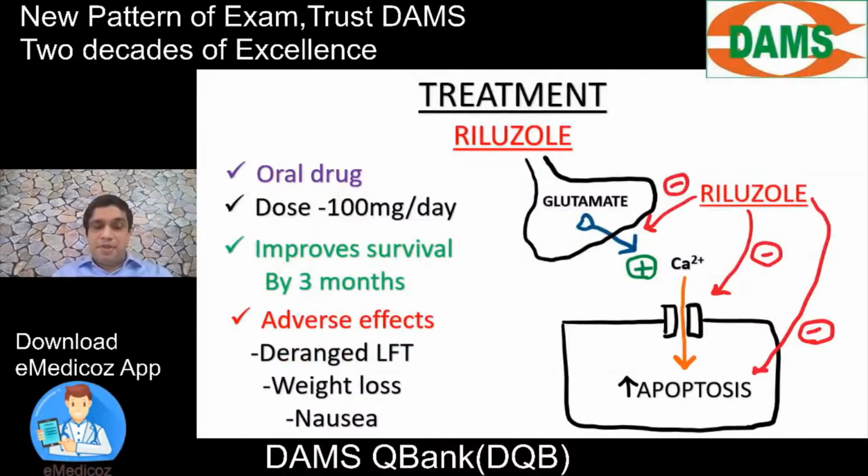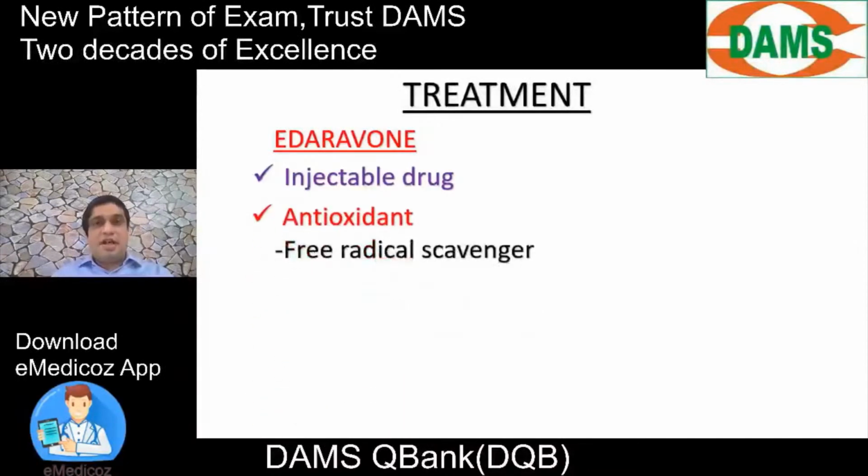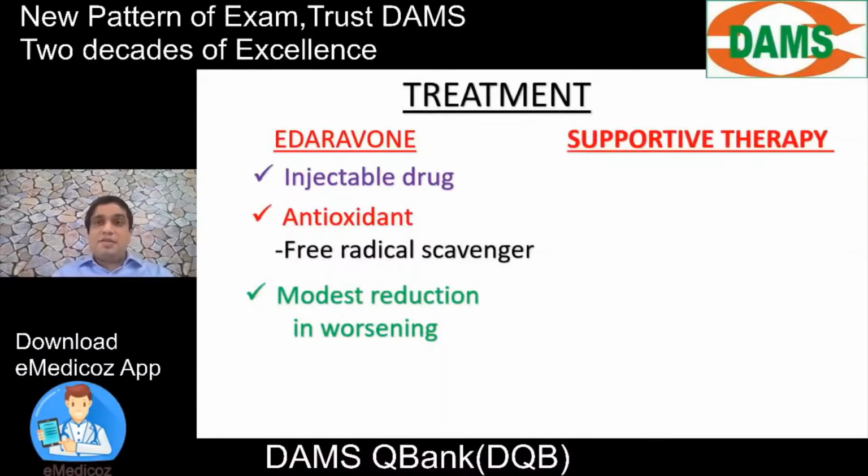The adverse effects you should be aware of are deranged LFT, weight loss, and nausea. Another drug that is used in treatment is edaravone. It's an injectable drug. It has an antioxidant effect, a free radical scavenger, maybe working like the superoxide dismutase enzyme. But again, it's not a magic bullet. It just causes a modest reduction in worsening in the cases. So still there is no cure for this disease. There's some control only by supportive therapy.